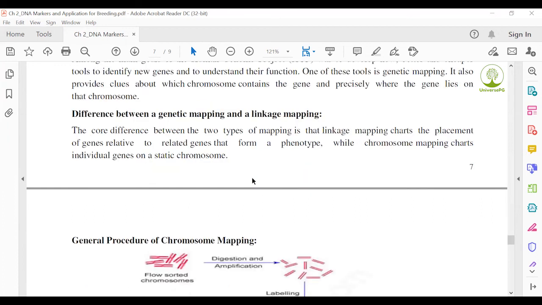Differences between gene mapping and linkage mapping. How can we differentiate between genetic mapping and linkage mapping? The core difference between the two types of mapping is that linkage mapping charts the placement of genes relative to related genes that form a phenotype, while chromosome mapping cards individual genes on a static chromosome. That is a specific difference between those methods.